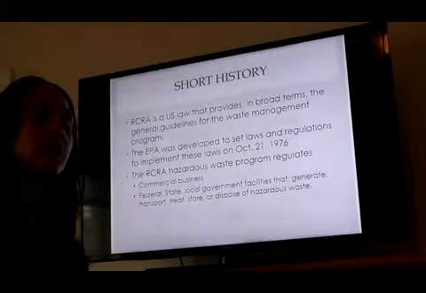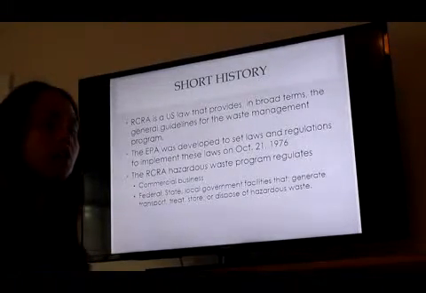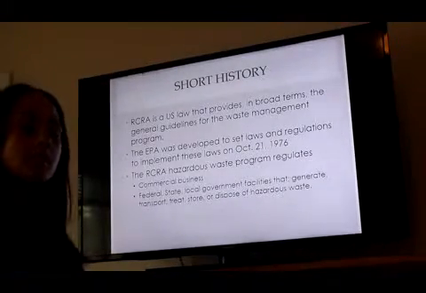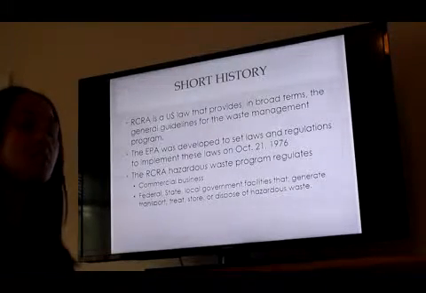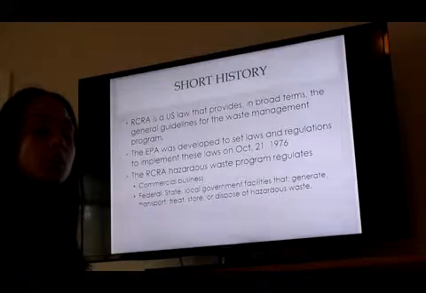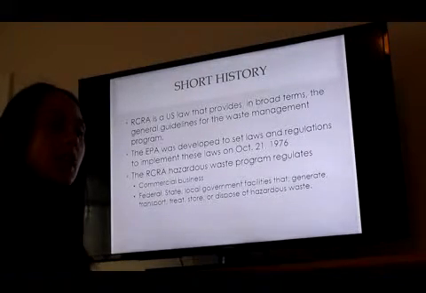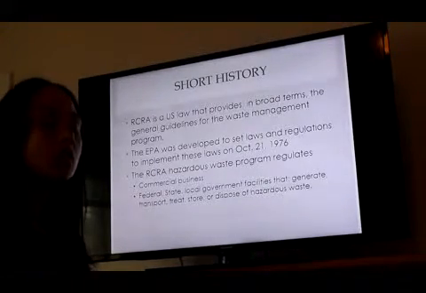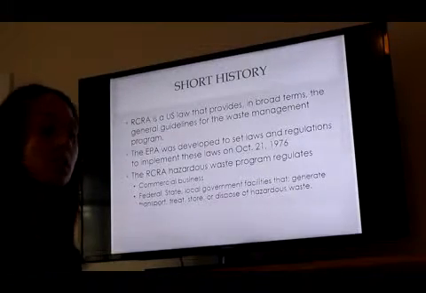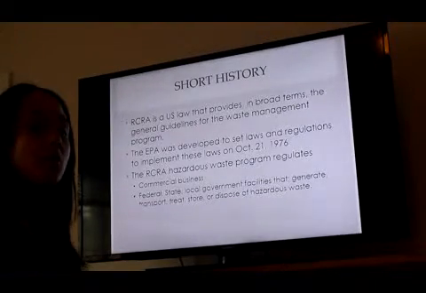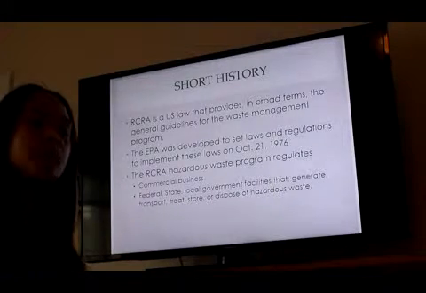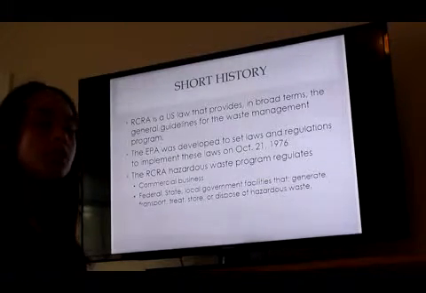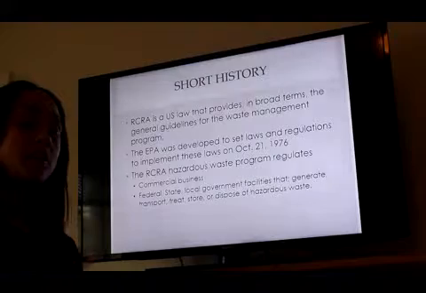A short history about hazardous waste. The RCRA, which is also known as the Resource Conservation and Recovery Act, is a U.S. law that provides in broad terms the general guidelines for the waste management program. The EPA, which is also known as the Environmental Protection Agency, was developed to set laws and regulations to implement these laws on October 21st, 1976. The RCRA Hazardous Waste Program regulates commercial businesses, federal, state, and local government facilities that generate, transport, treat, store, or dispose of hazardous waste.